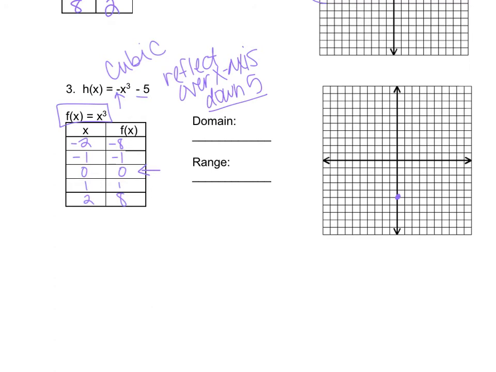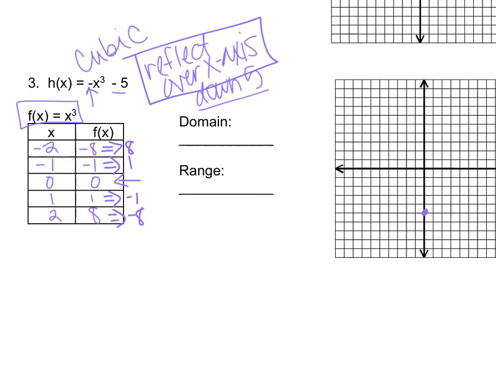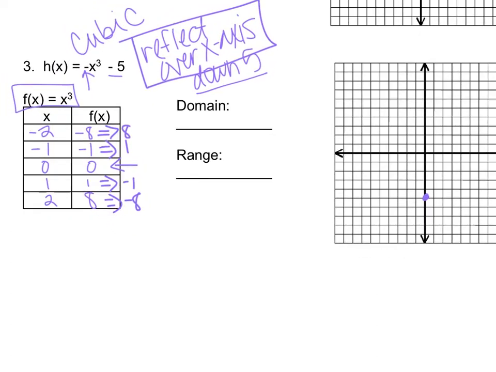And then I am having to adjust my parent function values because we have this reflection over the x-axis. So remember, that changes the sign of your original y value. So now that'll be a +8, +1, -1, -8. So from your new origin point, which you already shifted, you're going to do left 2, because it's -2, and then up 8.